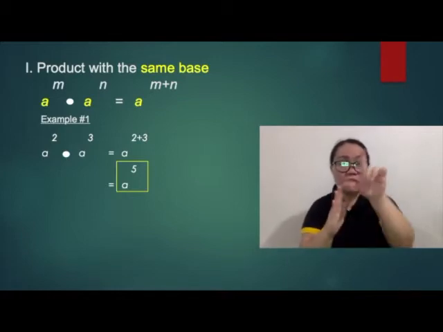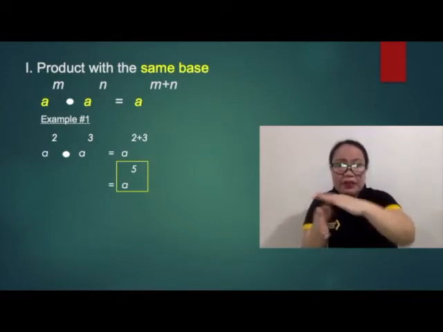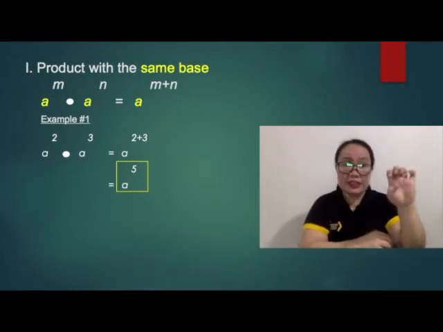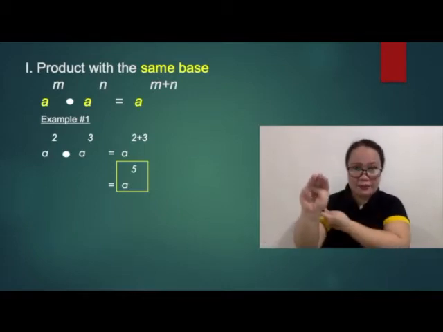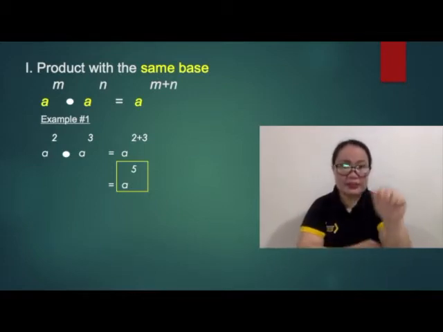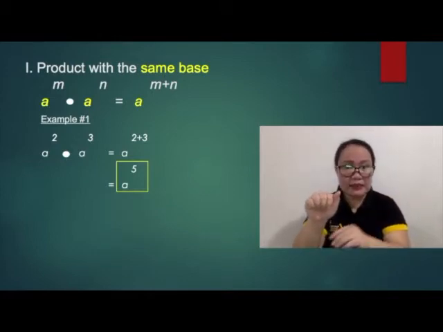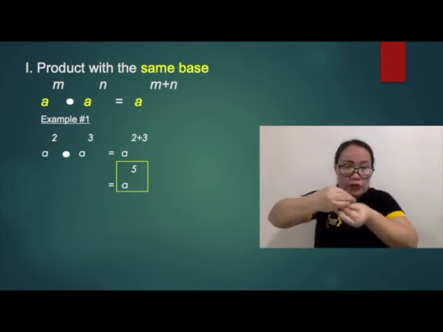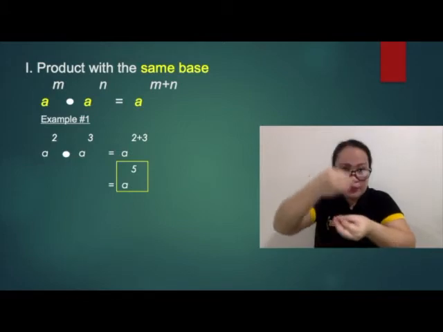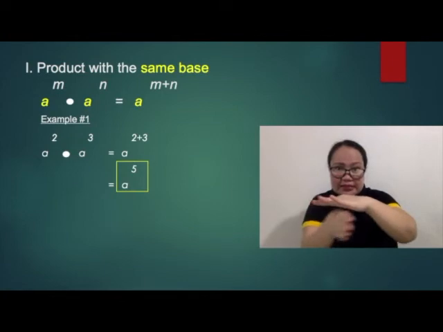Okay, so the law states that if they have the same bases, you just have to add the exponents. So A raised to the power of M multiplied by A raised to the power of N is equal to A to the power of M plus N. So the exponents are being added when you multiply the same bases.